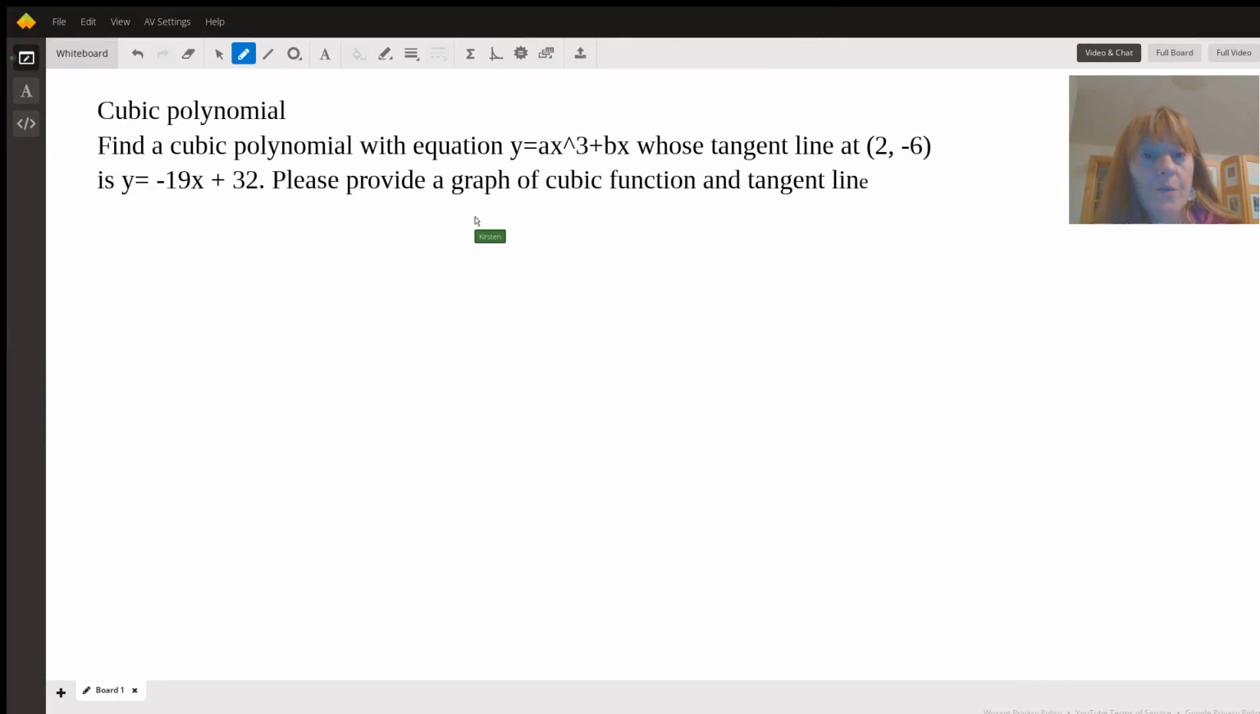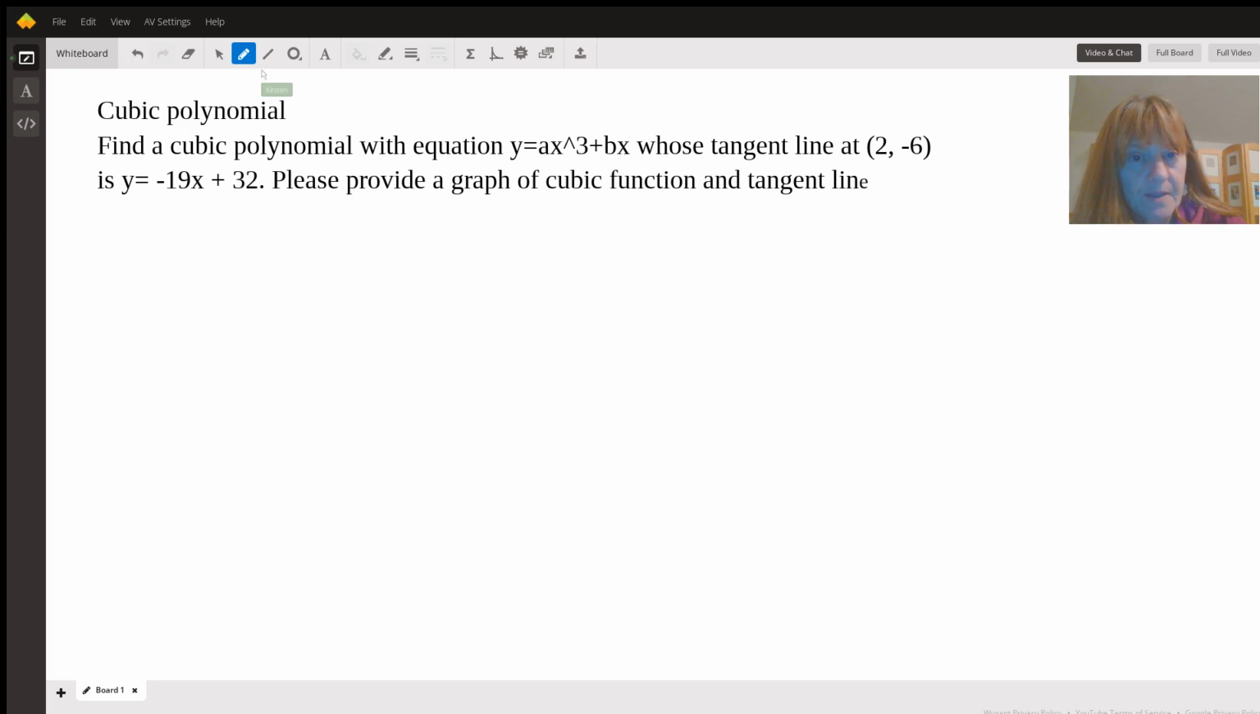We're looking for a cubic polynomial of the form y equals ax cubed plus bx. We're given the equation of a tangent line at a particular point (2, -6). It appears that our quest is to find the values of a and b. Well, two things have to happen here.